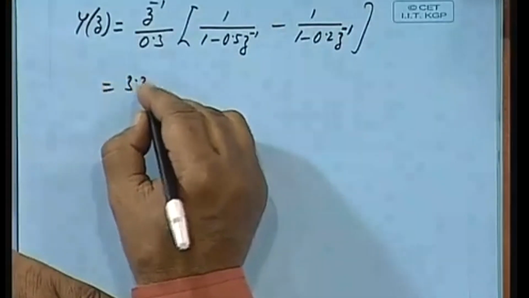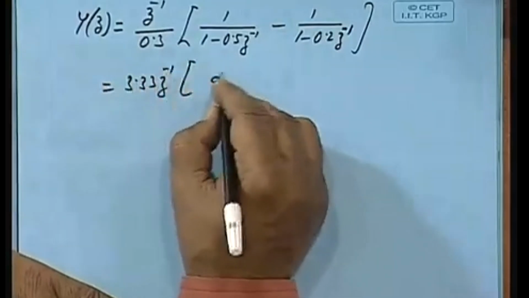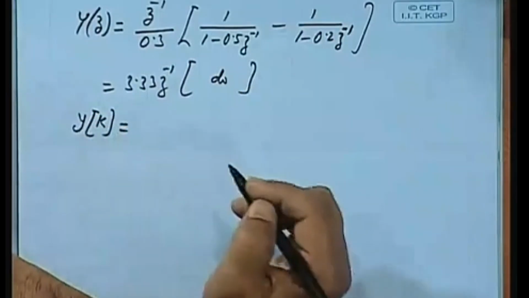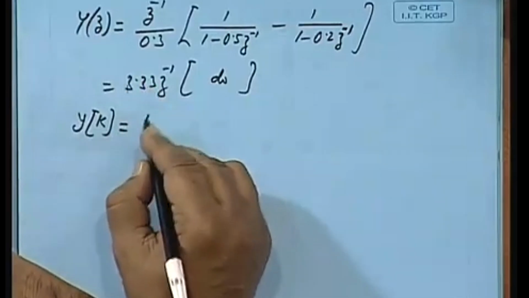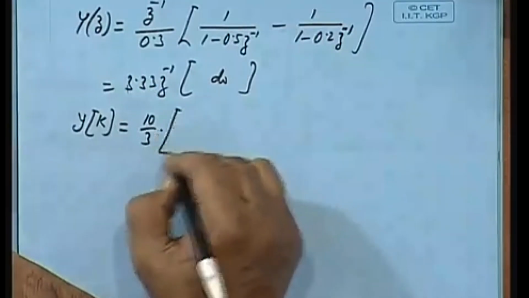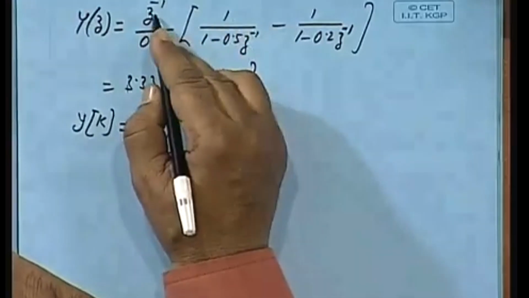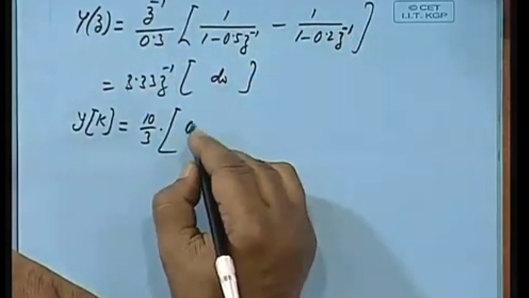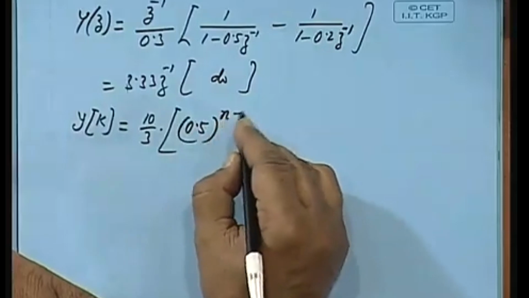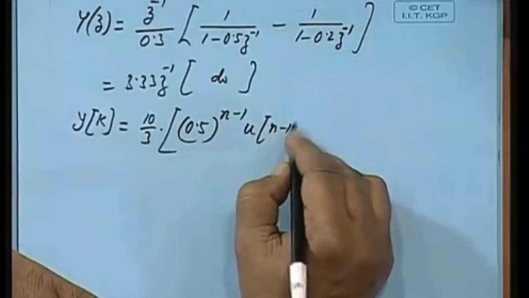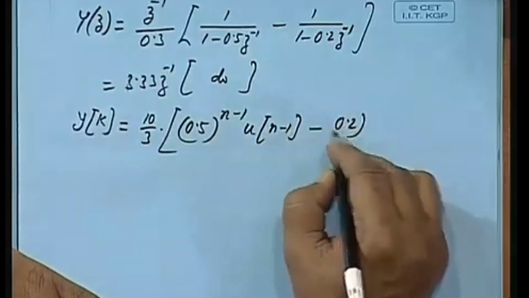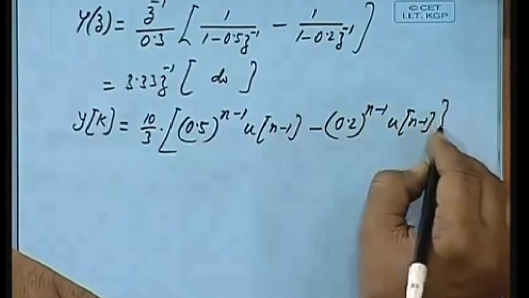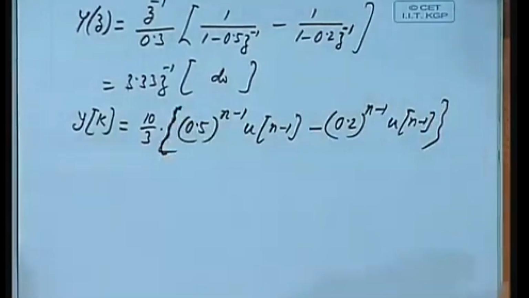So, that is approximately 3.33 z inverse into this. So, what will be y k? It will be 3.33, or you can write 10 by 3, either way. Solution for this to be delayed by one step, inverse of this to be delayed by one step. So, this is 0.5 to the power n minus 1 u n minus 1 minus 0.2 to the power n minus 1 u n minus 1. Okay. So, this is the solution.